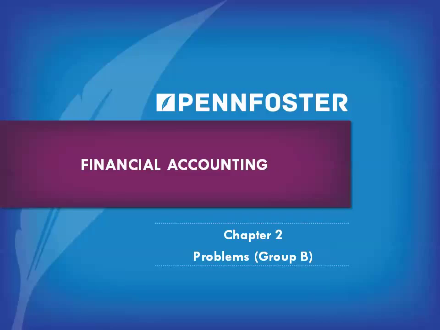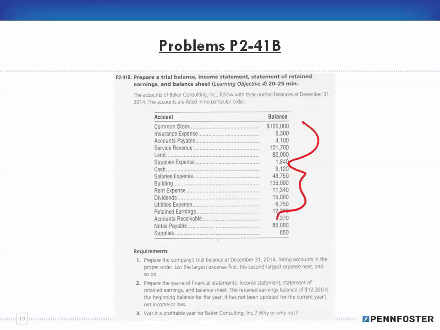Okay, and welcome back, students who are taking financial accounting, and we're working on the Chapter 2 problems, Group B, and the series for problem 2-41B. So in the last video, we had created the trial balance, and so now we're going to pick up with creating our financial statements. So let's see what it says here.